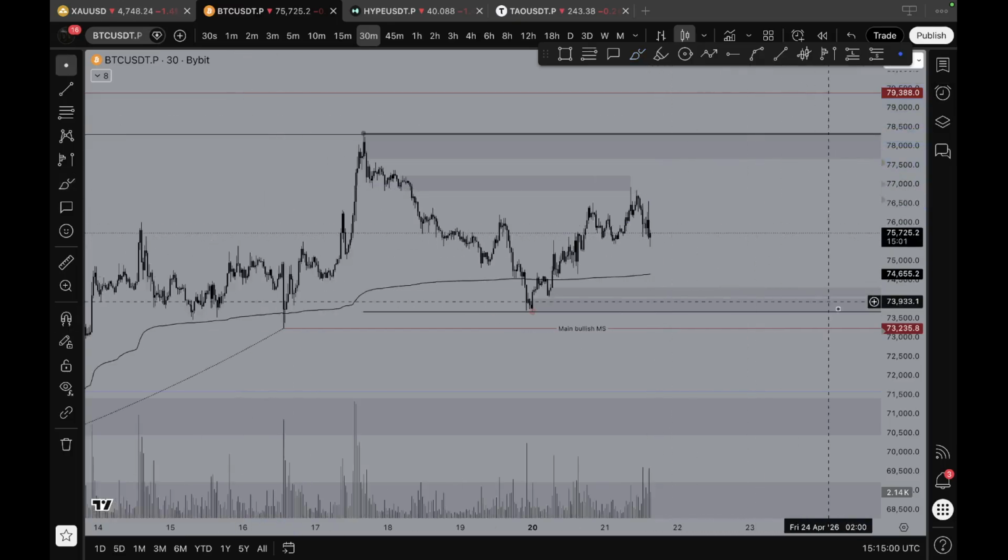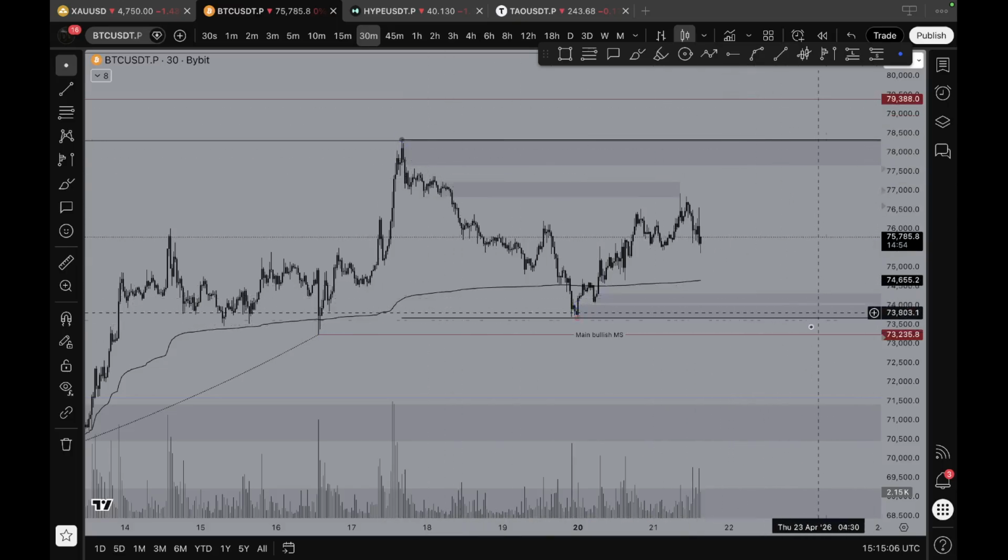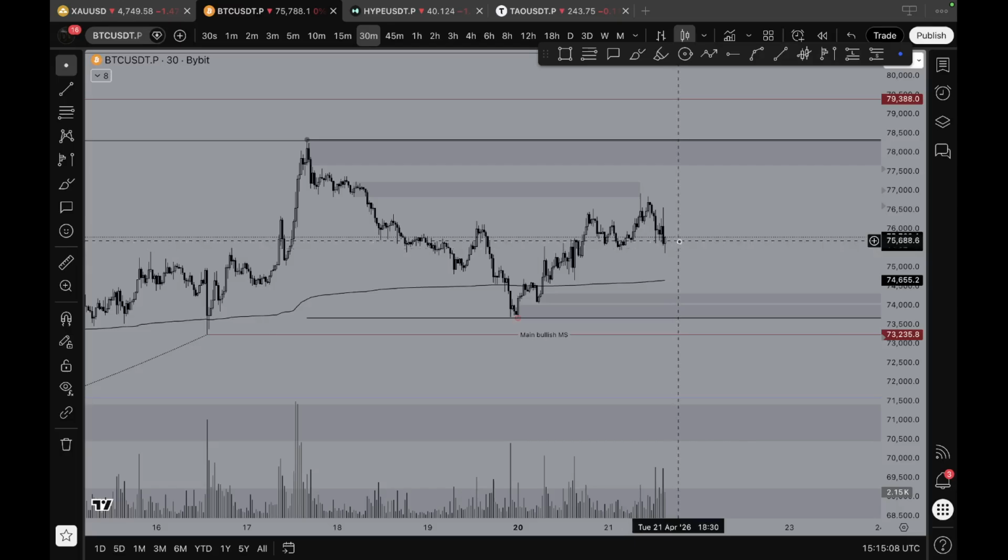The main levels I'm looking at are the extreme levels. So extreme premium is this part of the range, extreme discount is this part of the range. In between, often you get chop.